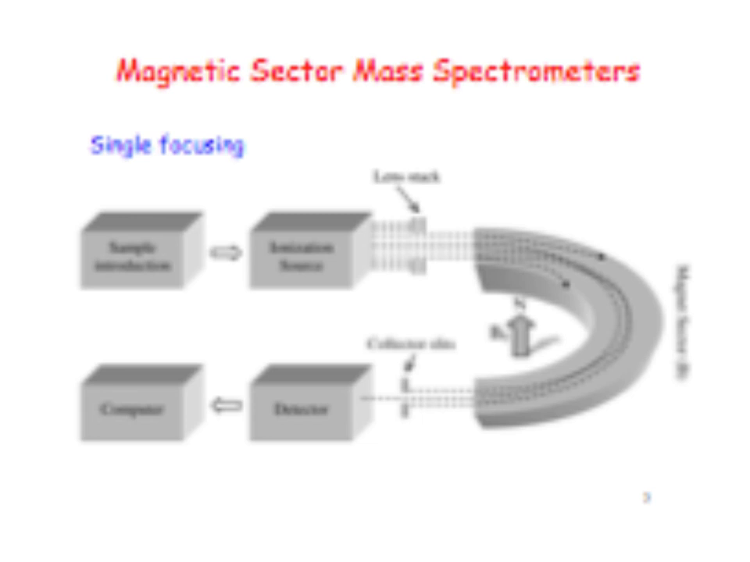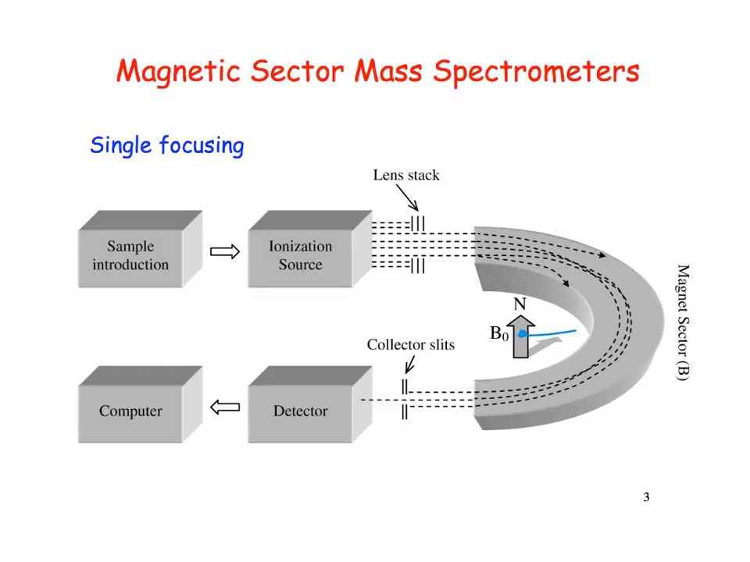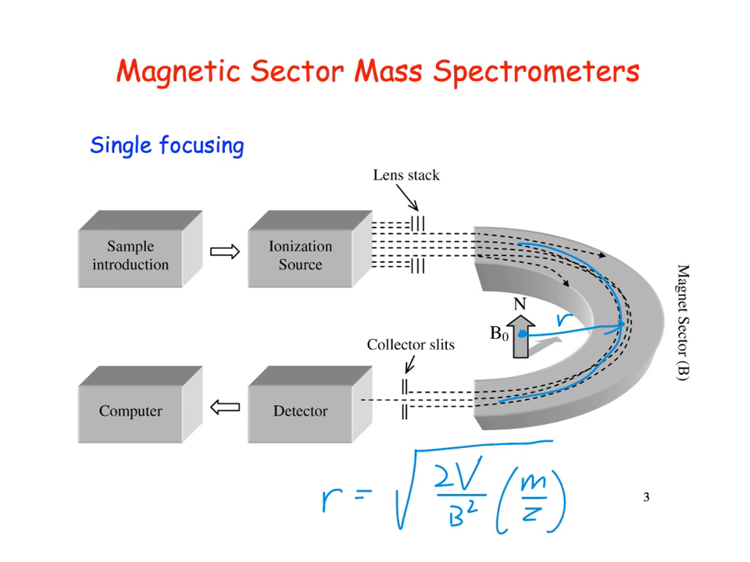So this is just another diagram of the single focusing mass spectrometer. And remember, what we wrote up last time was that if we take this curve here, we'd have some radius to the arc, and the radius of the curve was equal to the square root of 2V over B squared, so that's the magnetic field, times the mass to charge ratio.